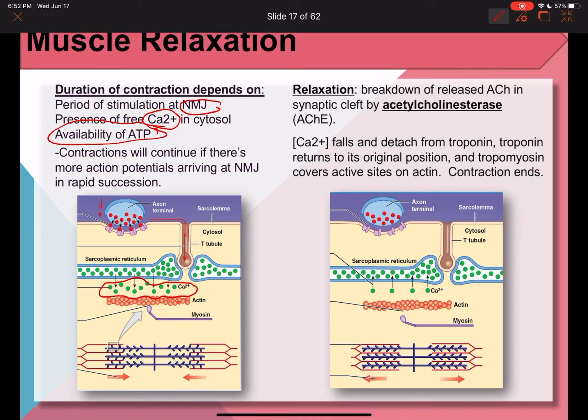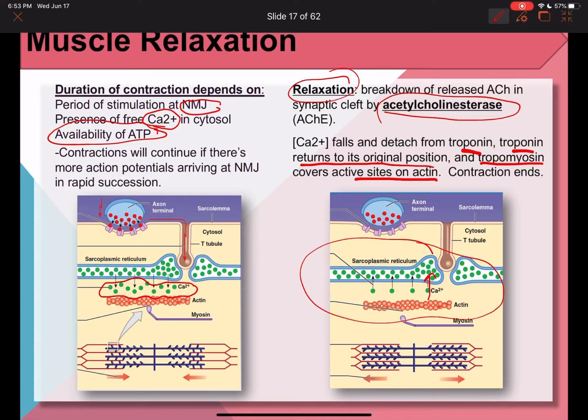Okay, so sarcoplasmic reticulum will pump calcium ions back into the sarcoplasmic reticulum, and the concentration of calcium ions will then fall and calcium will detach from your troponin. Troponin then returns back to its original position. Tropomyosin then covers your active site back on the actin. Myosin head no longer can bind to those active sites. Contraction cycle then ends. Okay. So relaxation, in a sense, starts from acetylcholinesterase doing its job at the synaptic cleft in order to trigger all of this stuff that happens to tell the muscle to relax.